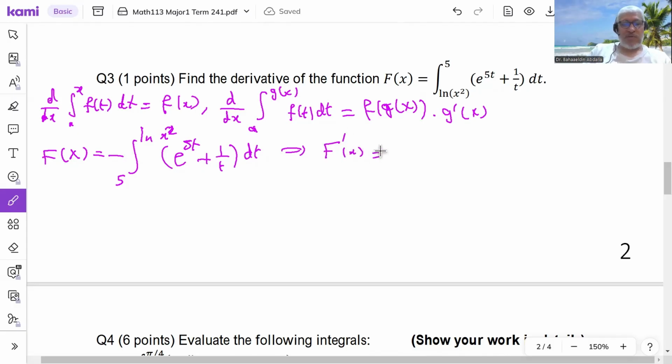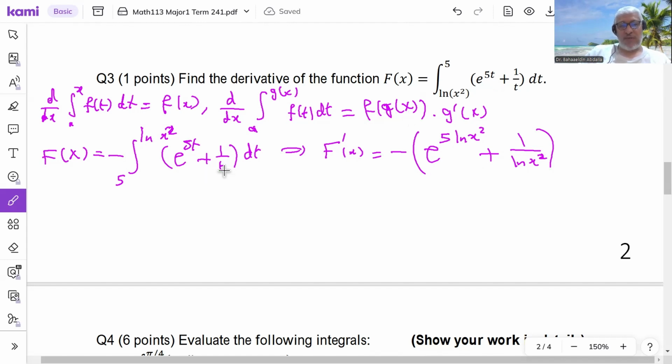So f prime of x would be d/dx of the integral, and I have a negative sign. And the derivative of this integral, I'll use this formula. It would be f of g of x. So I replace t here by the function there. So I'll have e to the power 5 times t, which is ln x squared, plus 1 over t, which is ln x squared. So all of this is f of g of x.